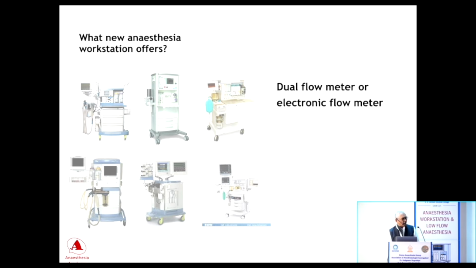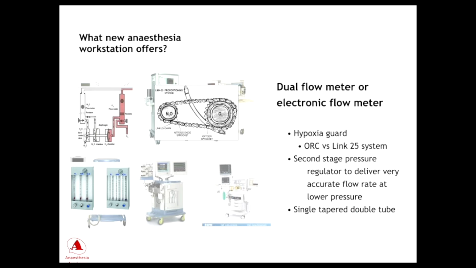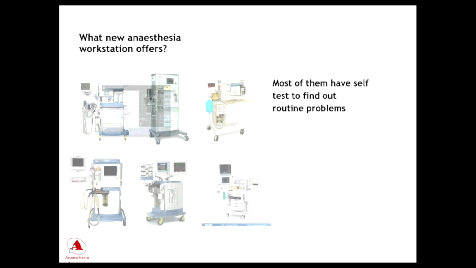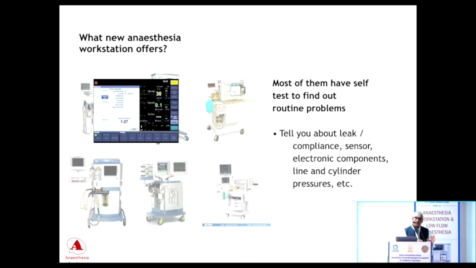Dual flow meter or electronic flow meter. Now we have an electronic flow meter which can give us a very accurate flow. There is a hypoxia guard, a second stage pressure regulator, a double taper tube, and an electronic flow meter. So these are some of the newer changes which have been made to improve the safety and accuracy of the anesthesia machine. Most of them have a self-test which gives you important information about how your anesthesia machine is working.